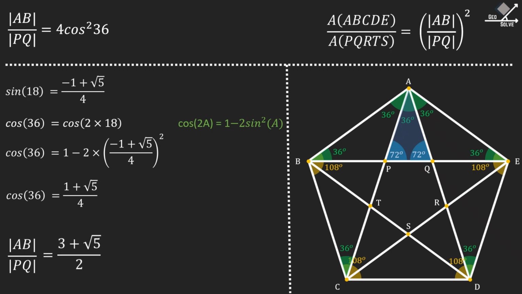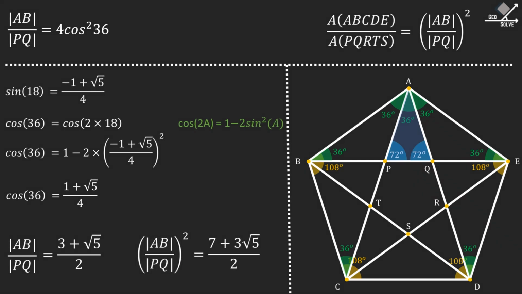And as we showed previously, our area ratio will be the square of AB over PQ. Taking the square of AB over PQ, we will have 7 plus 3 times square root of 5 all over 2. And that will be our answer.